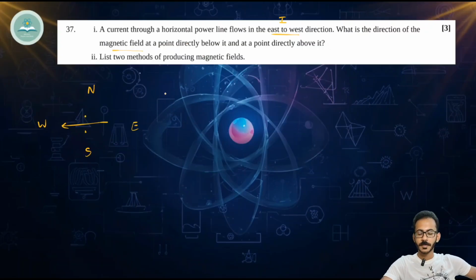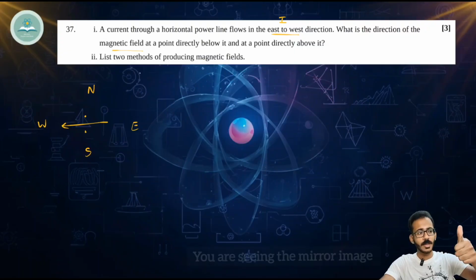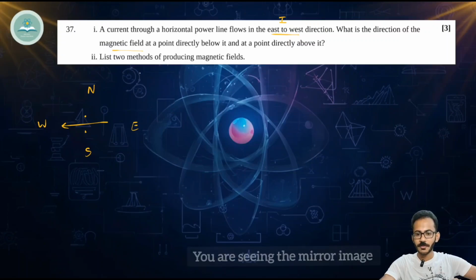Okay, so when we get questions like this connected to current and magnetic field, we'll be using Fleming's right hand thumb rule, where the thumb points towards the direction of current and wrapped fingers points towards the direction of magnetic field. So here they are asking us what will be the direction of magnetic field on top of it and below it. So it's better we say from any one side, either from west side or from east side.